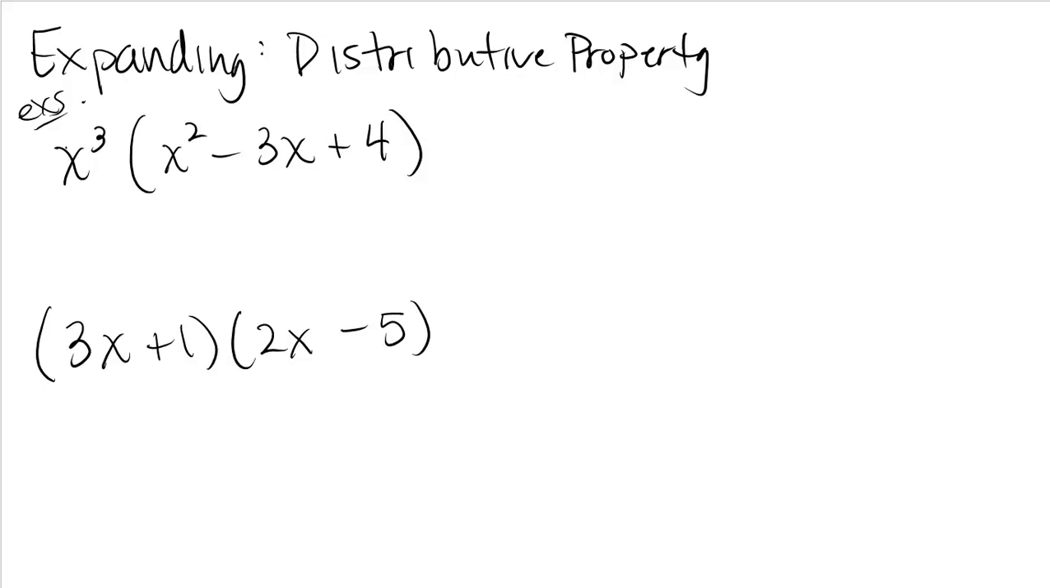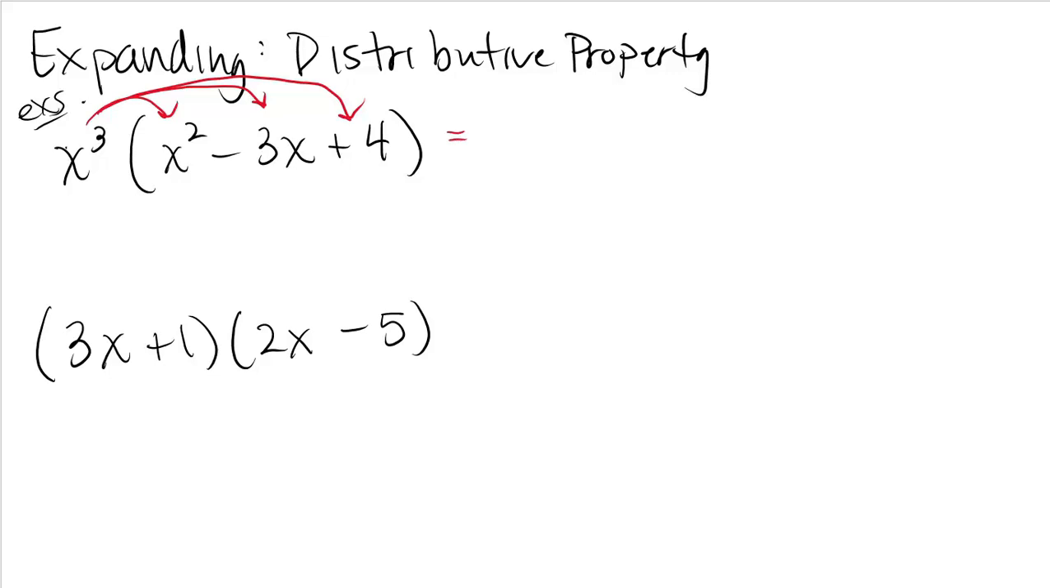The first example asks us to multiply a single-term polynomial, what we call a monomial, by a three-term polynomial, what we call a trinomial. And when you multiply a monomial by a trinomial, you distribute the monomial to each term of the trinomial. The operation here is multiplication. This is what most people think of when you mention the distributive property. Multiplying each term of a multi-term polynomial by a monomial.